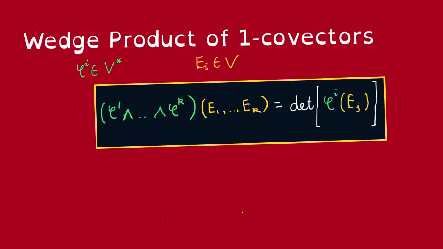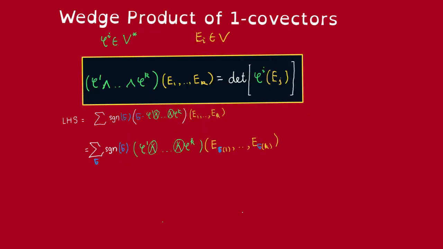Well, if we look at the definition of the wedge product closely, then this turns out to just be the determinant of the matrix with these entries. Some books actually use this as a definition of the determinant. So let's see why that is.